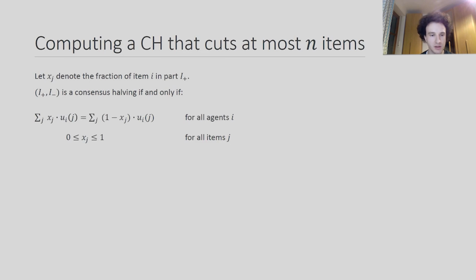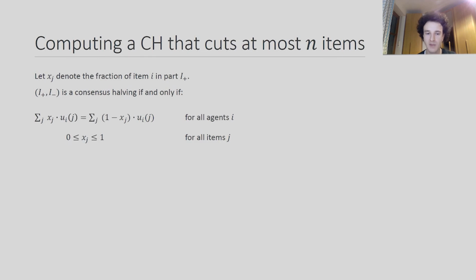So let's take a quick look at this. The second line just says that xj has to be between 0 and 1 for all j. In other words, the fraction of every item should be something between 0 and 1. So it's just to ensure that it's well defined. And the first line is the interesting one, which says that these two things should be equal for every agent. And what are these two things? Well, they are simply the value that agent i has for I plus on the left, and on the right, the value that agent i has for I minus.